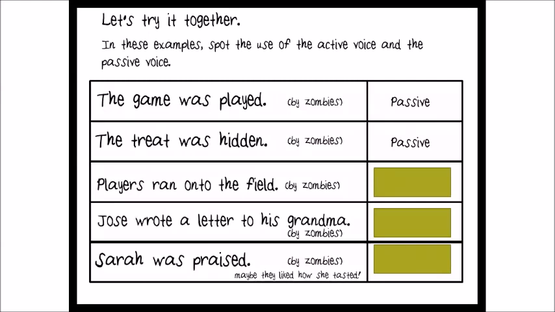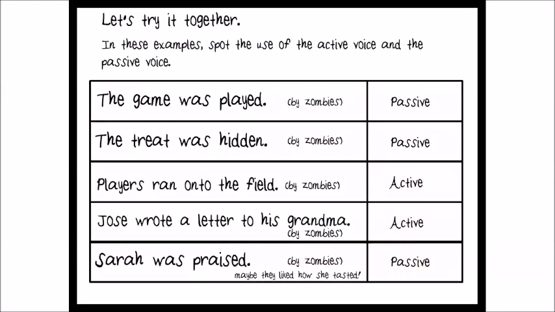Players ran onto the field by zombies. Does that make sense? No, it doesn't. So it has to be an active sentence. Jose wrote a letter to his grandma by zombies. Yeah, you've guessed it. That doesn't make sense. It has to be an active sentence. Sarah was praised by zombies. Yeah, that makes sense. It has to be passive.